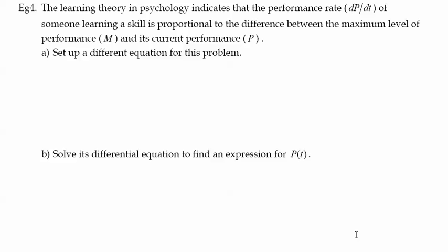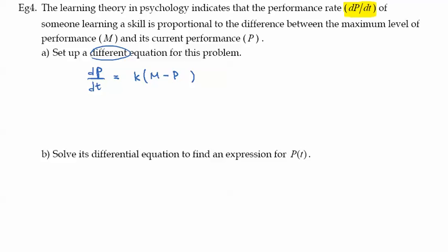So we are going to set up a differential equation. Here I'm going to follow the sentence. The performance rate of someone learning a skill is proportional to the difference between the maximum performance and its current performance. So this is my equation.